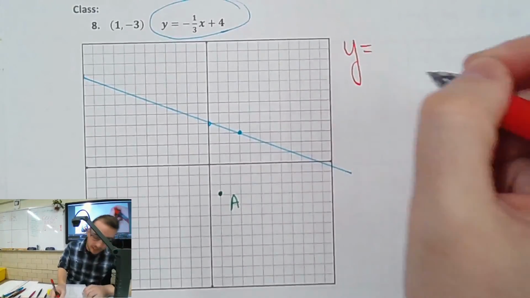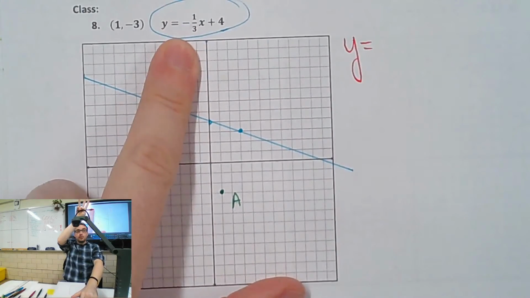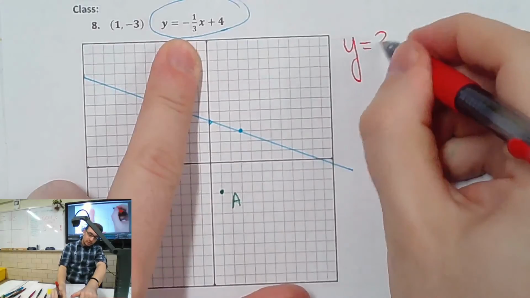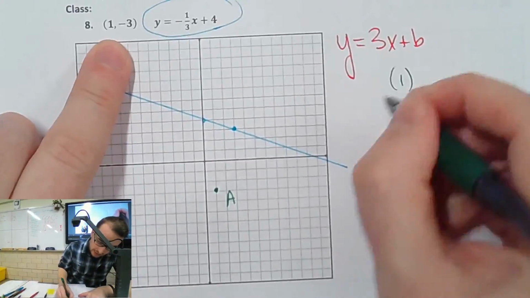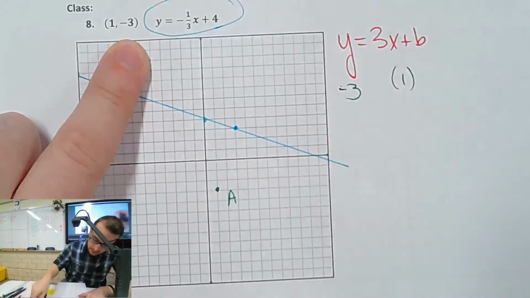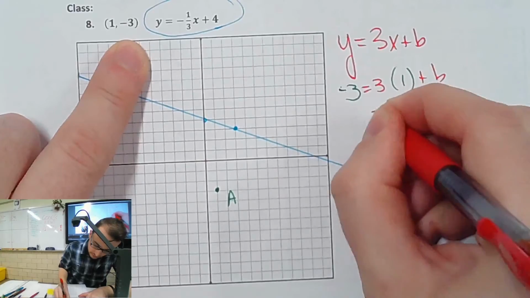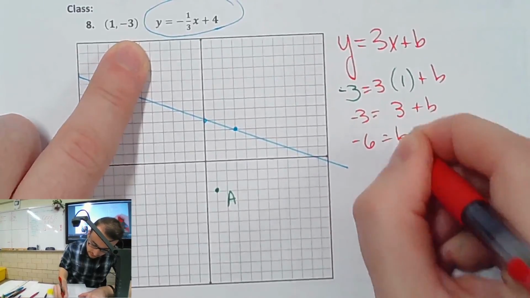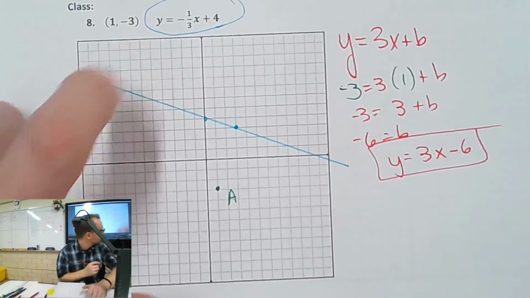Our perpendicular line. When we flip 1/3, what do we get? 3 over 1, which is just 3. It was negative, so what's it going to be now? Positive. So it's 3x plus b. When we plug in 1 for x and negative 3 for y, it turns out b must be negative 6. So we have 3x minus 6. That is our perpendicular line.